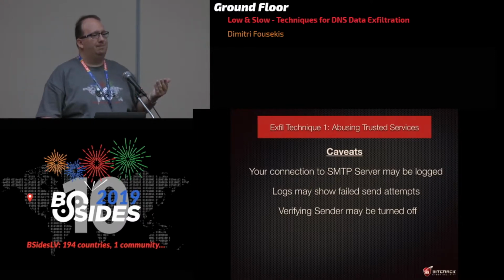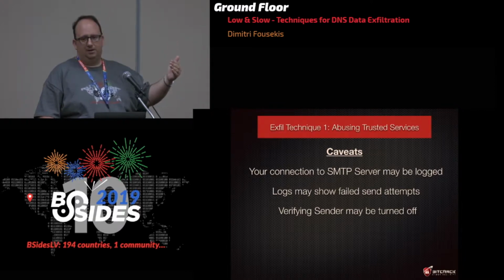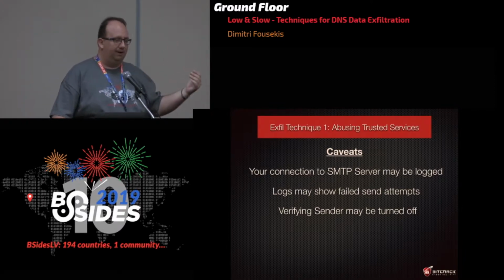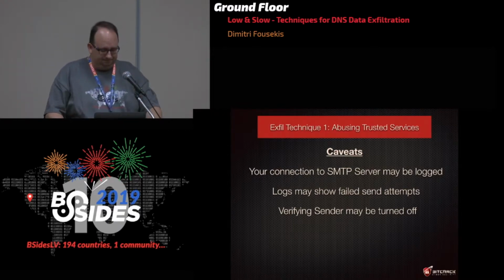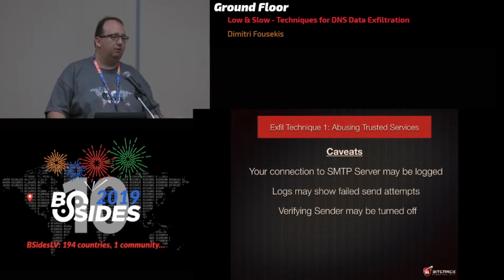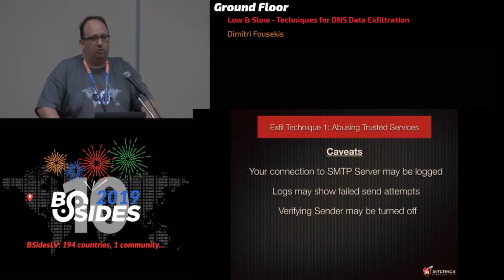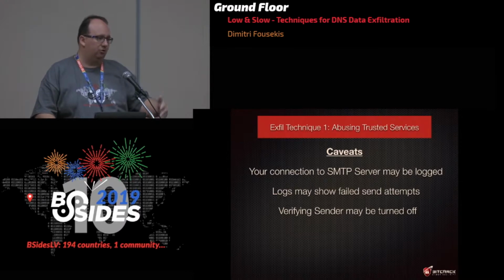You are going to show up as a system connecting and performing almost half a correct transmission of email and then disappearing again. So if someone's looking at the log files for that, you will see it. And then, of course, there's the other option that the verify sender option may be turned off, in which case this attack's not going to work because the mail server is not going to try and verify that domain when you try and connect to it.